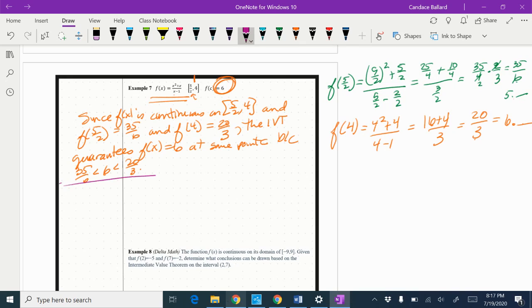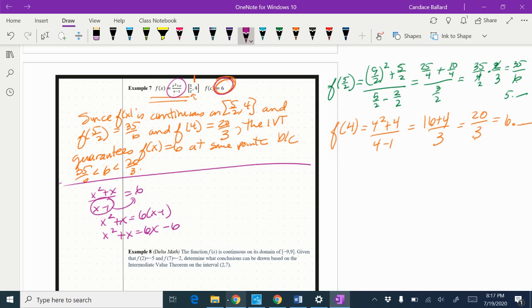Now again, that's the first part of it. We still have to find the value of c. All right, so I'm going to take this guy and set it equal to 6. So I've got x squared plus x over x minus 1 equals 6. I'm going to take this and multiply it to the other side. So x squared plus x equals 6 times x minus 1. I'm going to distribute. So 6x minus 6.